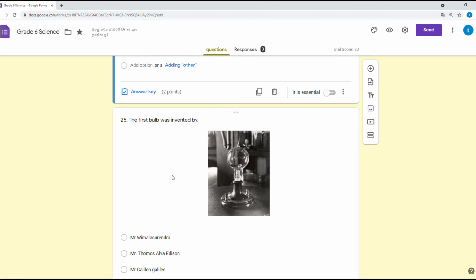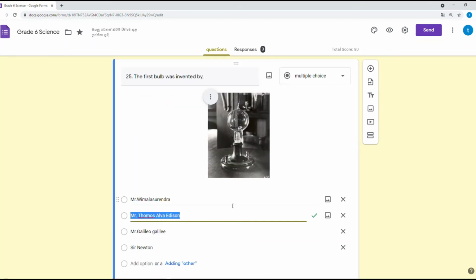So as a respect for that scientist, I put forward this question. The first bulb was invented by whom? Who is the person? That is Mr. Thomas Alva Edison. So your answer should be the second one. Then the others, who are the others?